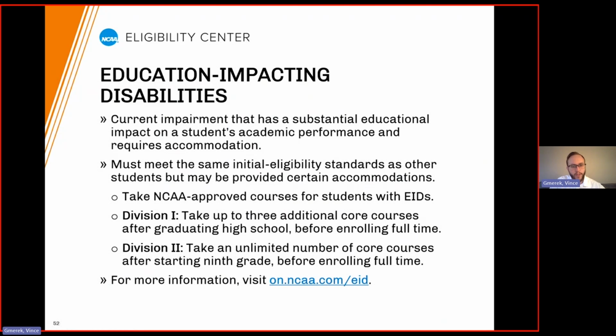The big difference between the two is that Division I students with education impacting disabilities can take up to 3 additional core courses after graduating high school prior to full-time enrollment that can be used towards their certification. All Division II students with or without education impacting disabilities can take an unlimited number of core courses after 9th grade before enrolling full-time at their college or university that can be used towards their academic certification.